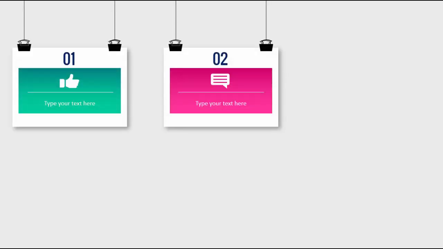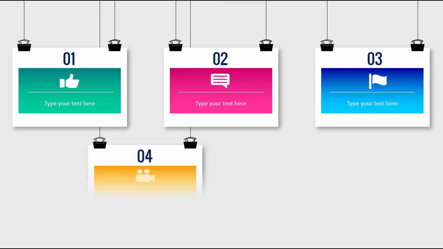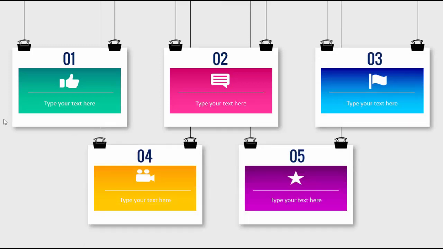In this tutorial, I'm going to show you how to create five hanging options in PowerPoint. This is how the slide works. When I click, it will show you the option 1, 2 and 3. At the bottom, it will show you 4 and 5. You can see it is hanging by the clips, and I've added some icons, some text and different colors to it.